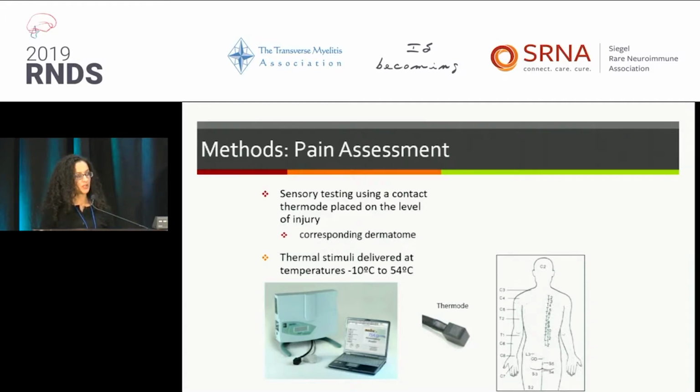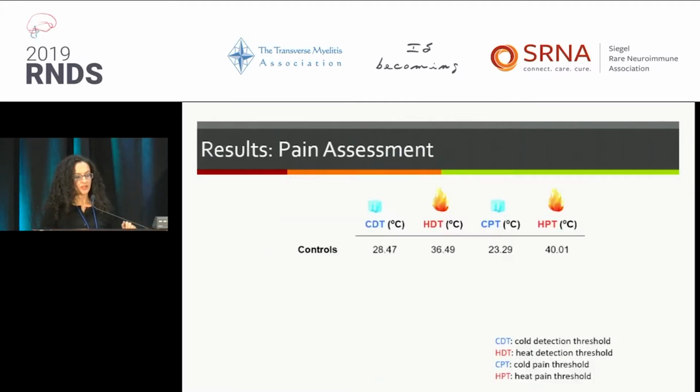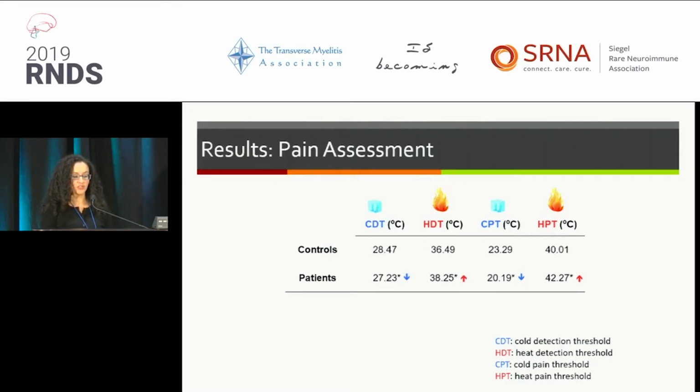And the goal was to get these 4 different measures. First of all, how much cold you're able to detect. So when you first feel cold, when you first feel heat, and also when the cold becomes painful, and when the heat becomes painful. And then these are the results for our healthy control subjects, and compared to our patients, we did see a reduction in cold detection and cold pain for the patients, and higher heat detection, higher pain in the patient population. This means that the patients are more sensitive to cold, but less sensitive to heat.